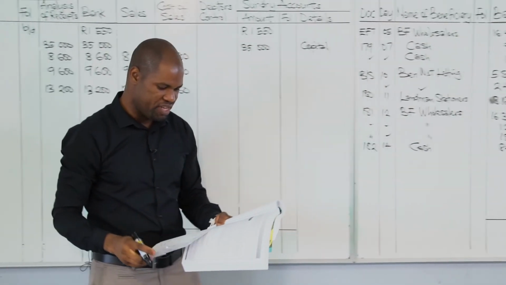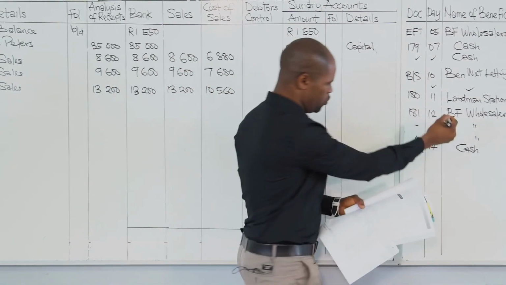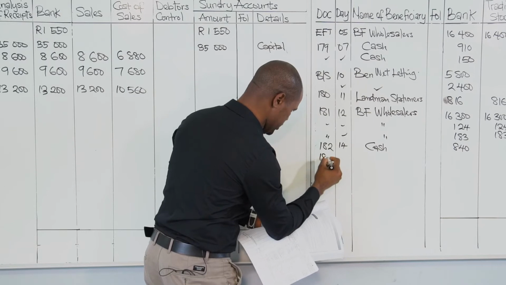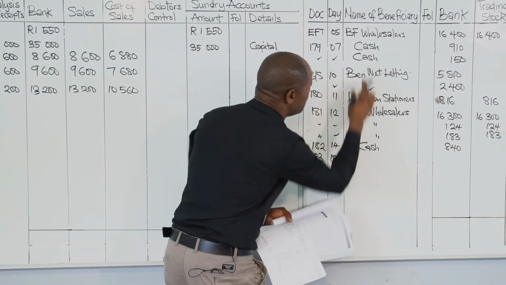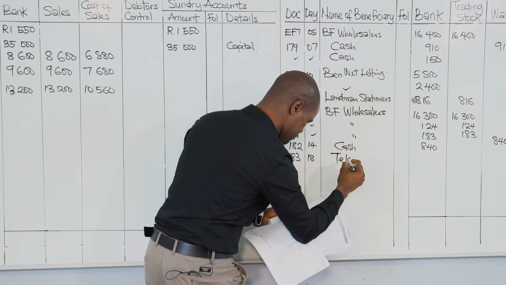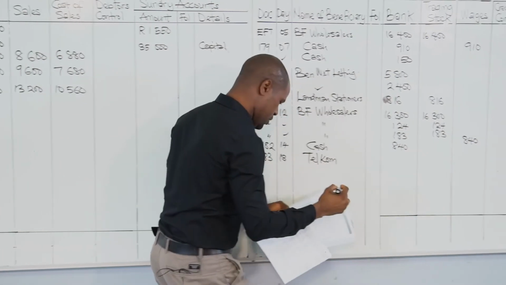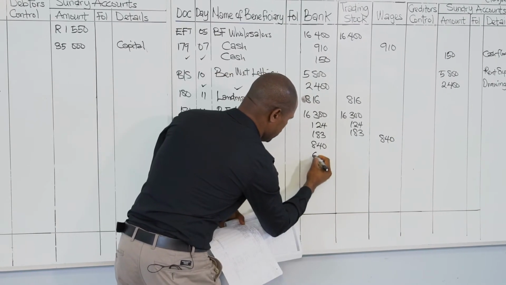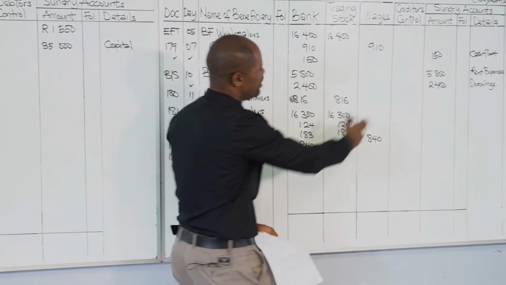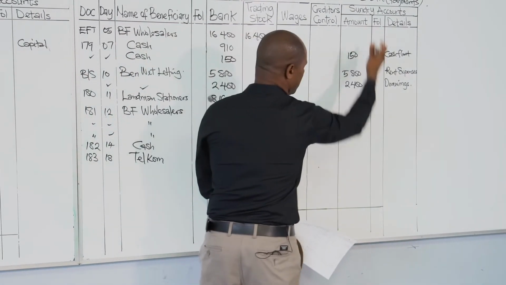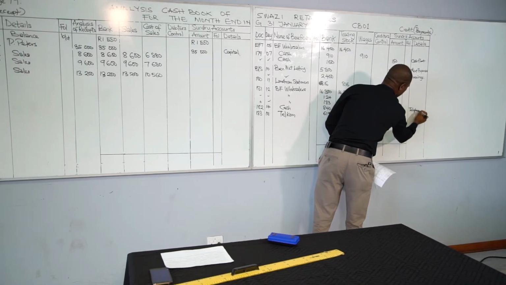On the 18th, he issued a check of 183 to Telcom for the payment of the telephone account. That is also a payment, so we are still dealing with the payment side. The check is 183 on the 18th, and it is meant for Telcom. The beneficiary is Telcom, so you write Telcom here. The amount is 619. And if you look at it, this is telephone expenses. But here we don't have any column for telephone expenses, so it goes into our sundry account as the amount 619, and it's going to be telephone expenses.